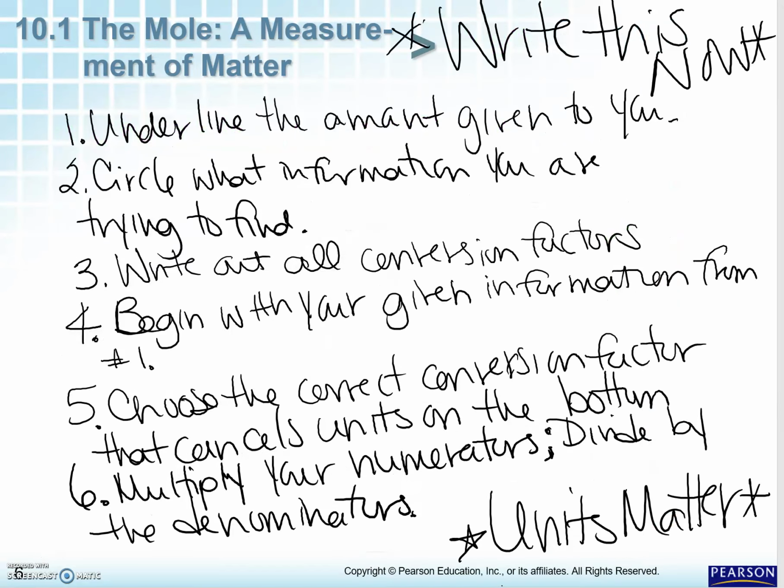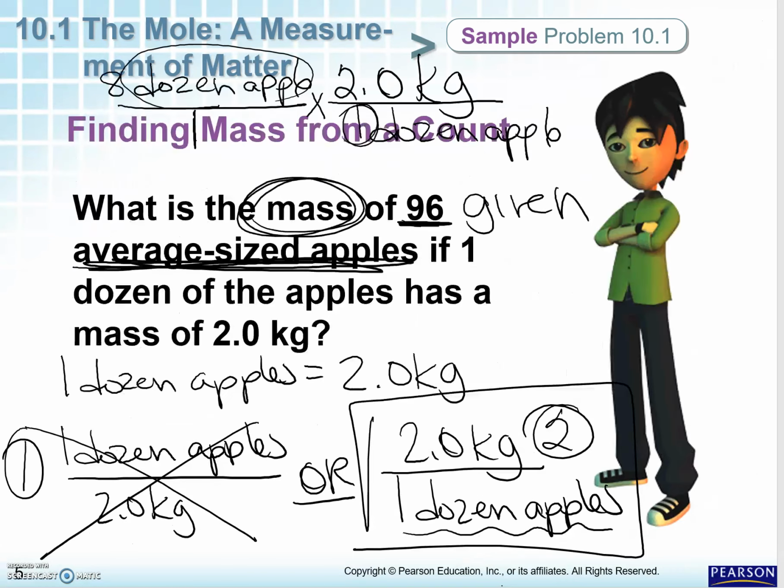Now, number 6 says to multiply your numerator and divide by anything in your denominator. So as long as our units cancel, because we have 1 on the top and 1 on the bottom of our fraction, we can multiply straight across and we'll be left with something in kilograms. So 2 times 8 is our 16 kilograms. So overall, 8 dozen apples would weigh 16 kilograms.